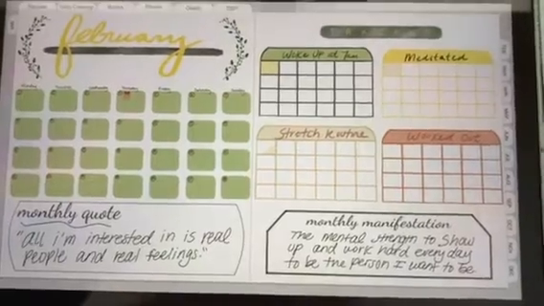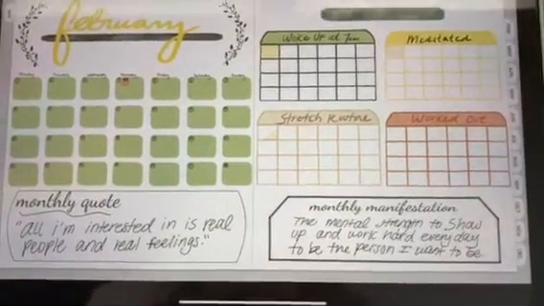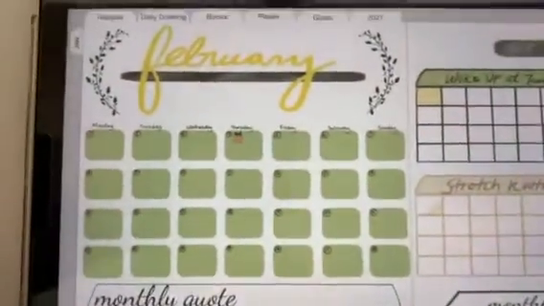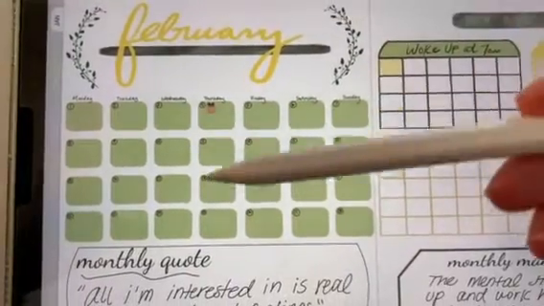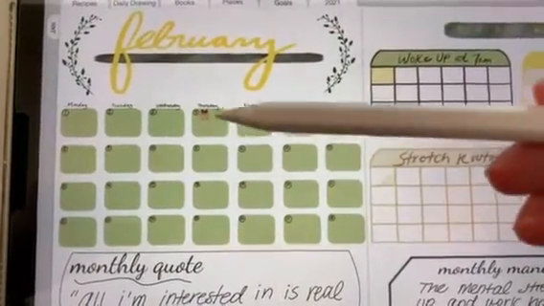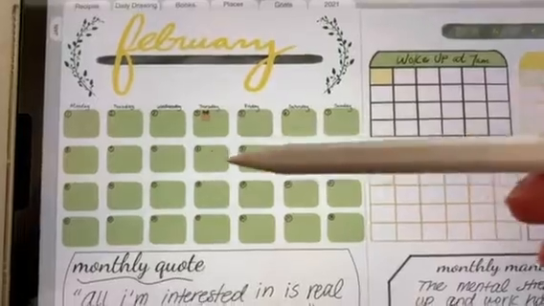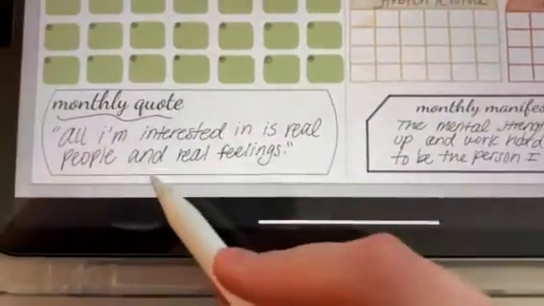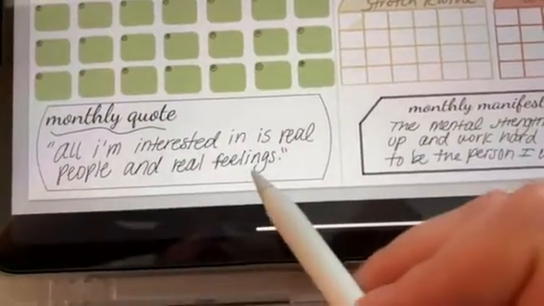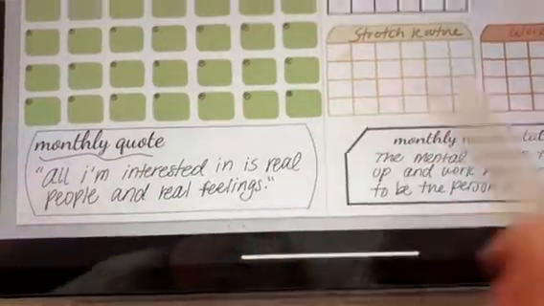So for February, this is what the whole thing looks like, but more specifically, for the month itself, I just have these little squares here and a little present for birthdays coming up. I have this monthly quote that says, "All I'm interested in is real people and real feelings."